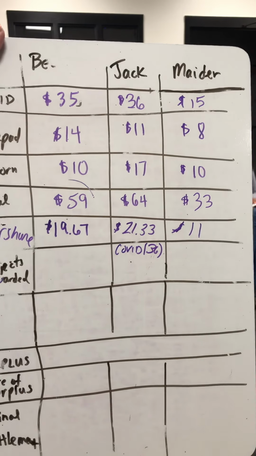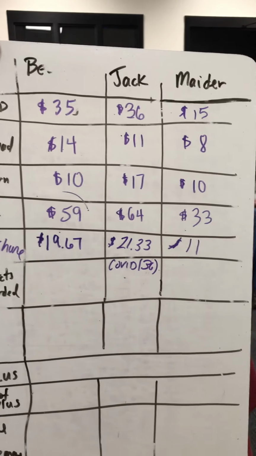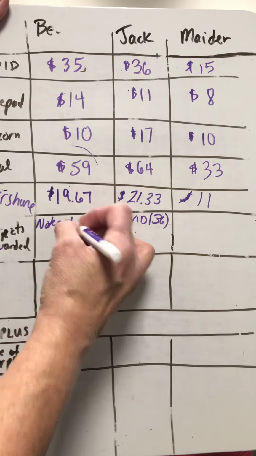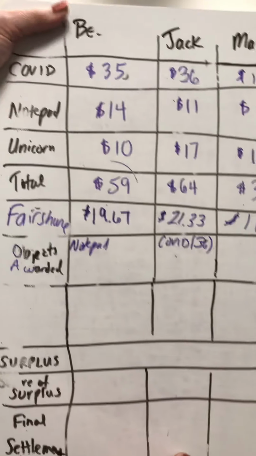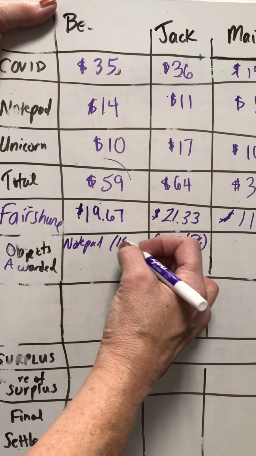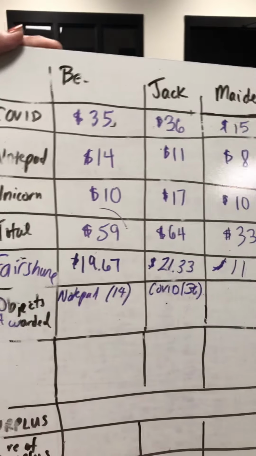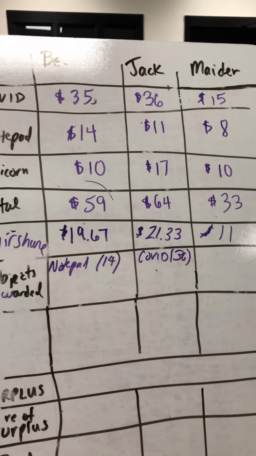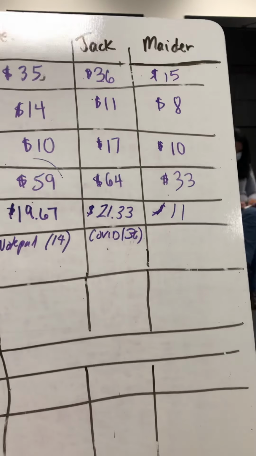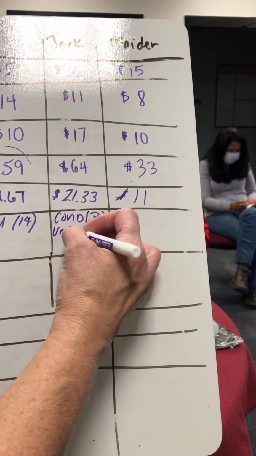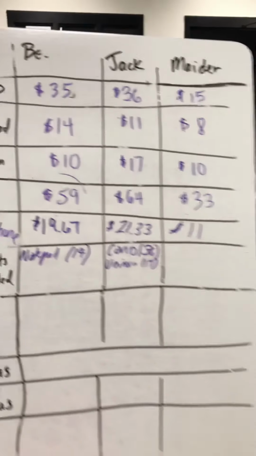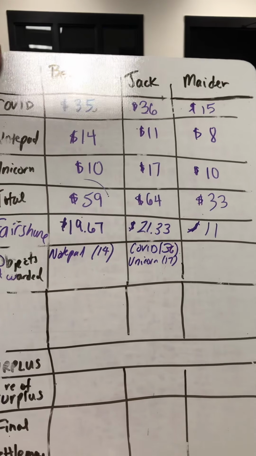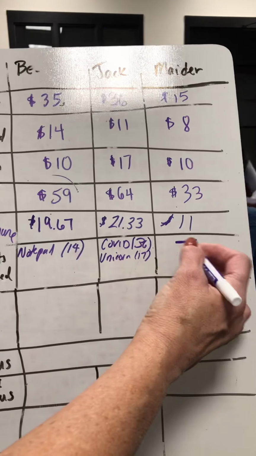Okay? Who gets the notepad set? Well, Becky was the highest bidder on that. Notepad. And it really helps if you write down in parentheses, she values that at $14. So you just gave her $14 worth of stuff. And then who gets the unicorn full of candy? Well, that's Jack again. All right, so Jack also gets the unicorn. And write down that you gave him $17 worth of stuff. All right. And then, what did Miter get? Nothing. No object.